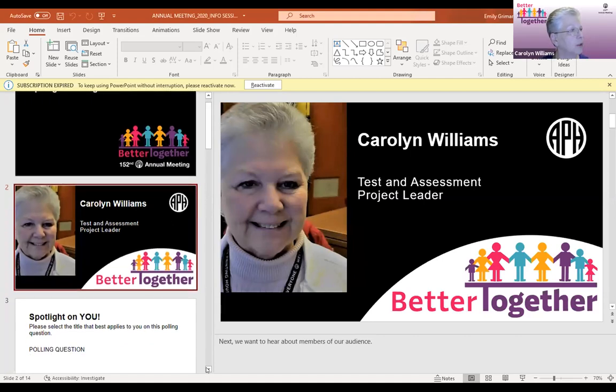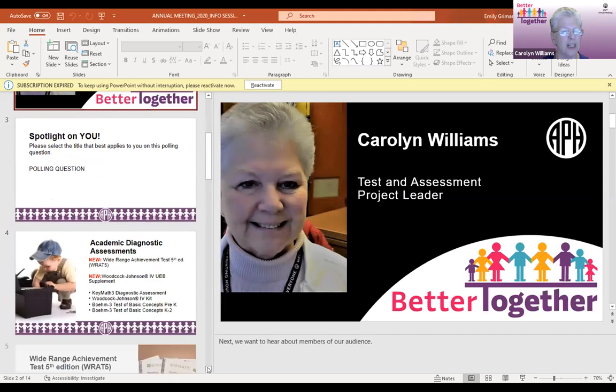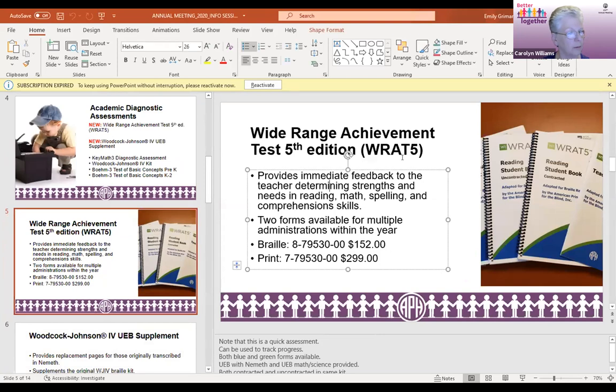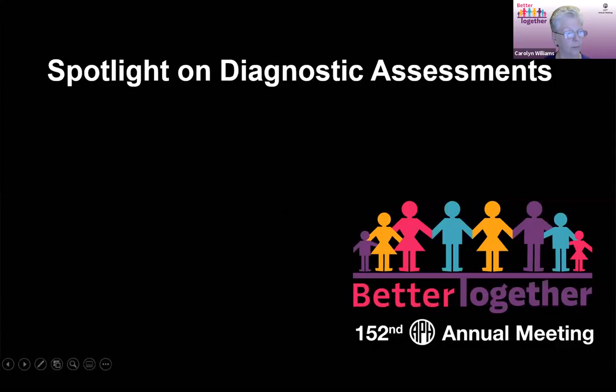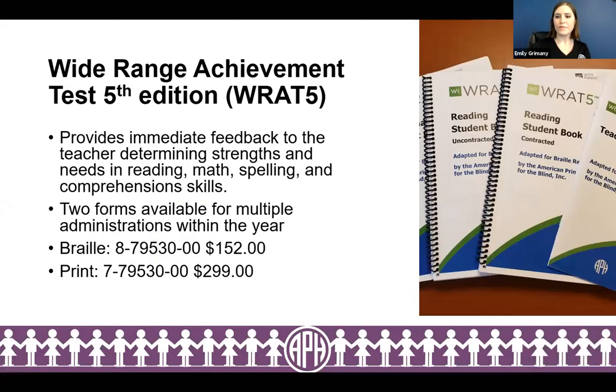Okay. Do you have the wide range achievement test page? It's the fifth slide. There we go. You're on the fifth slide? Yes. Okay. I do apologize. I'm so sorry.